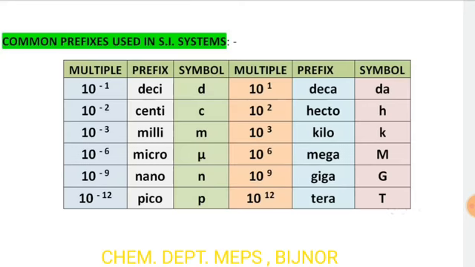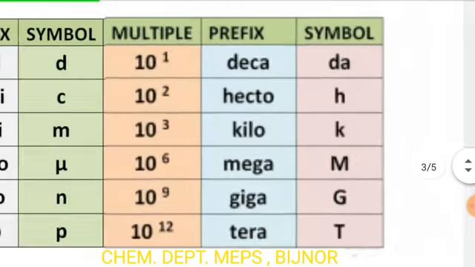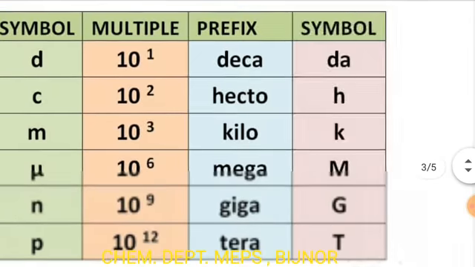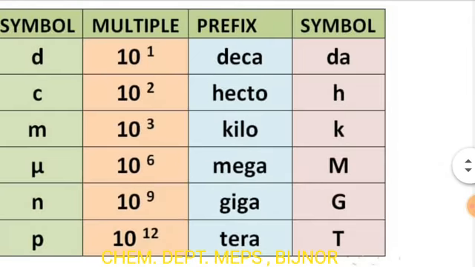So student, the other type is multiples which are greater than 1. For example, 10 to the power 1, if the value is greater than 1, we use the prefix deca and the symbol is da. 10 to the power 2, the prefix is hecto, the symbol is h.